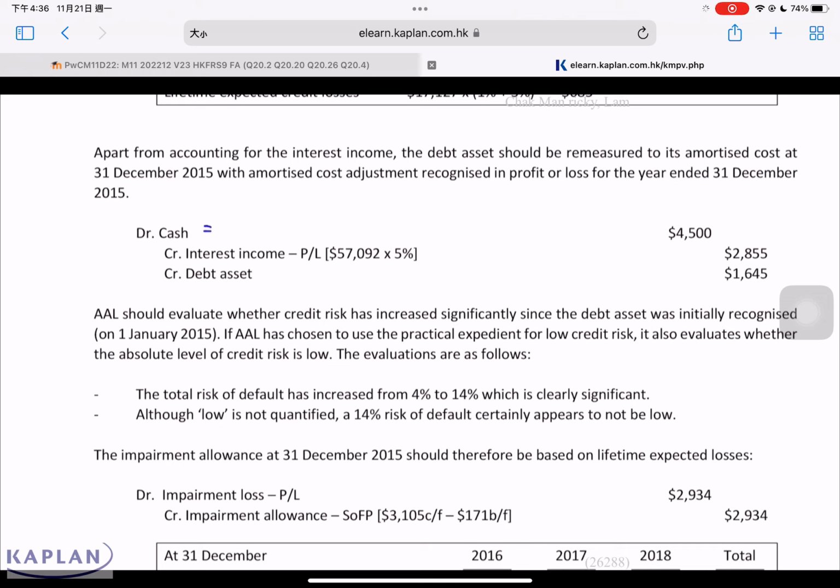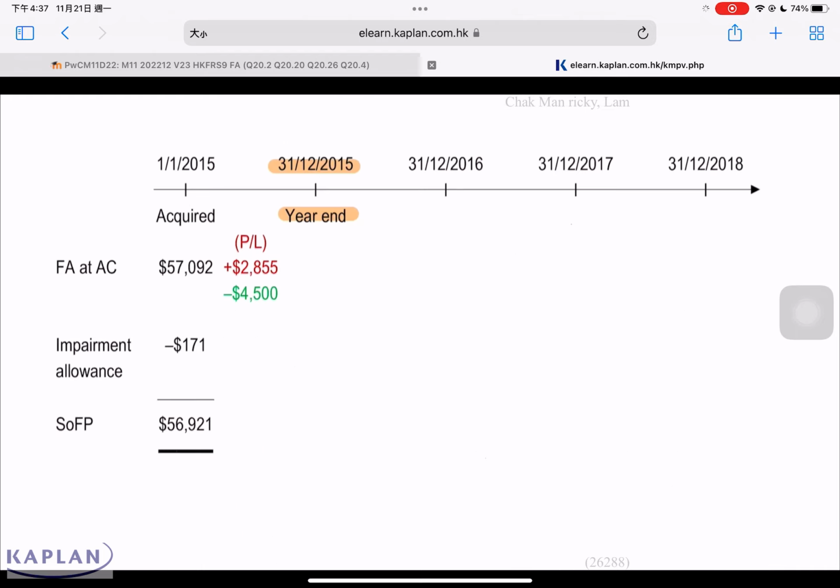Debit cash. This cash is based on the coupon rate of 9% multiplied by $50,000. Interest income is based on the effective interest rate multiplied by the financial assets. The difference is the amortized cost adjustment. In this case, the difference is a repayment of principal. If it's repayment of principal, reduce the principal. After doing this, our financial assets will equal 57092 plus 2588 minus 4005, which equals 55447.